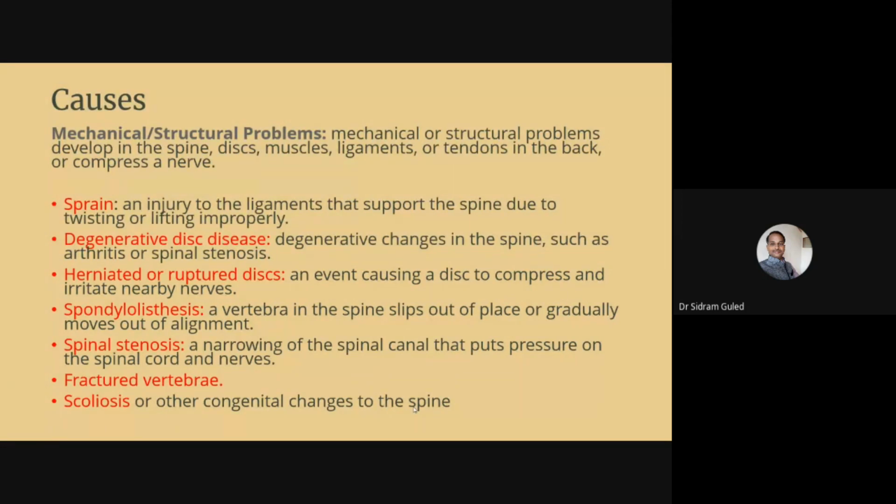Among the pathological causes, the mechanical causes are the more important and more commonly seen: sprain, disc diseases, degenerative disc disease, herniated or ruptured discs, spondylolisthesis, spinal stenosis, fractured vertebrae, scoliosis, and other congenital changes to the spine. These are the commonest conditions leading to disease of the spine.